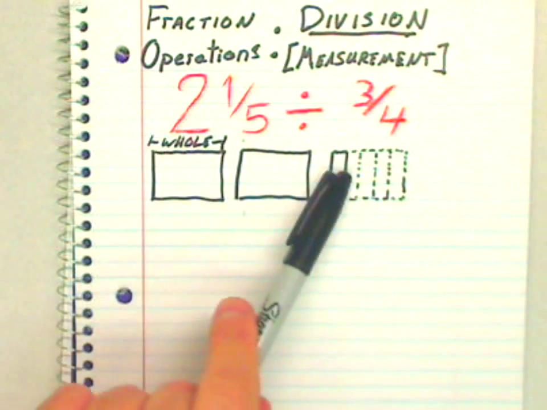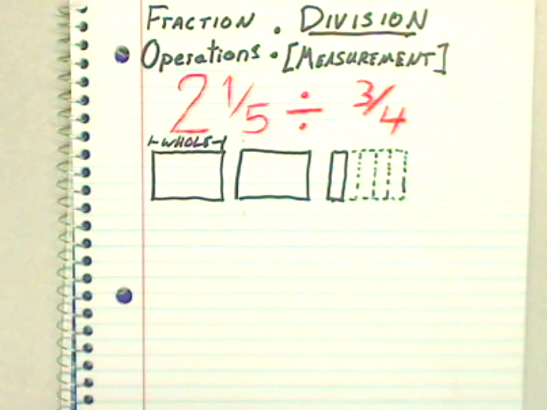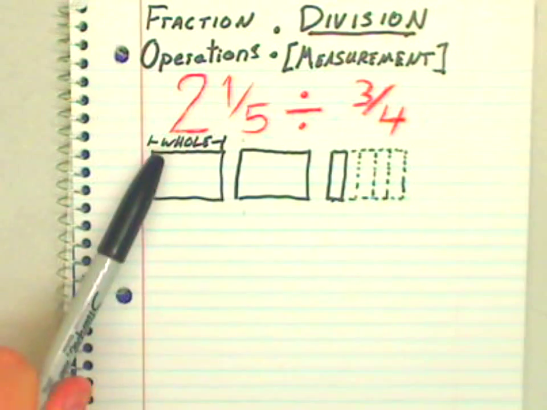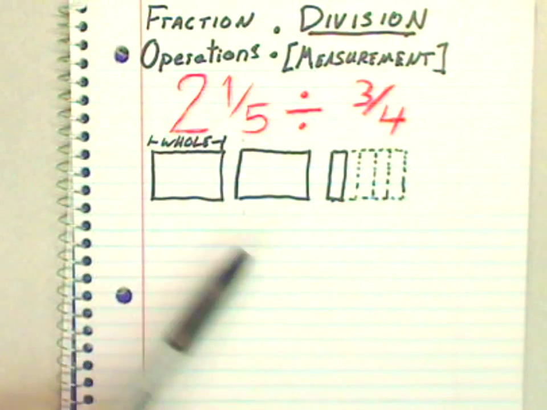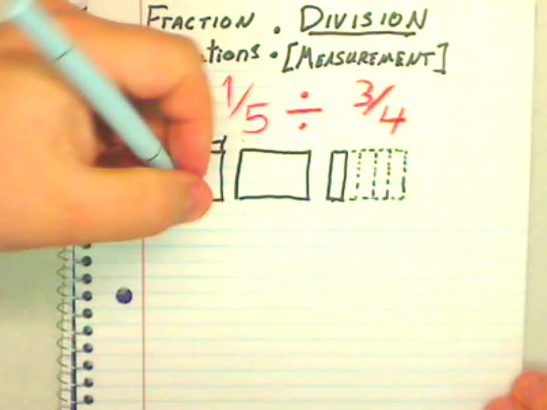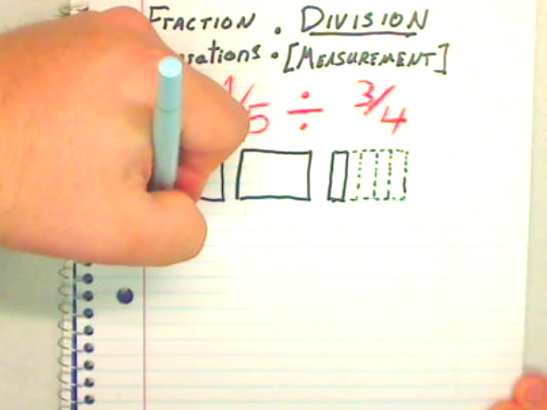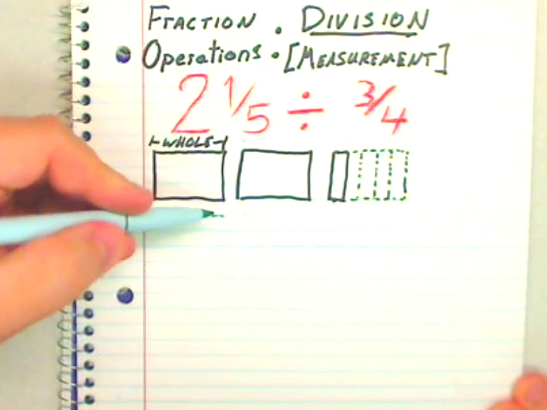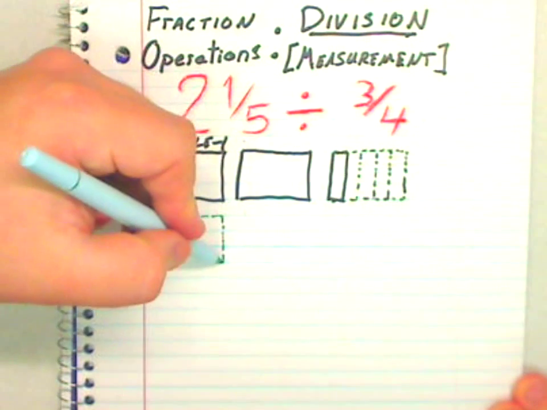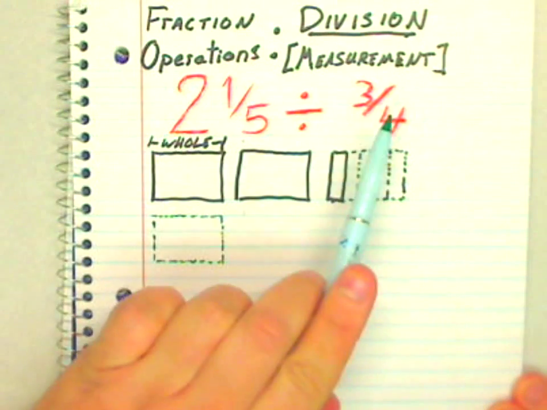Okay, so we have 2 1/5 units. What we want to know is how many of these can we make with this much stuff? How many 3/4 size pieces can we make with 2 1/5? So let's go ahead and see what that 3/4 looks like. It's going to be the same size as our other whole, so I'm going to first draw it using a dotted line. And then I need to partition it into 4 equal-sized pieces.